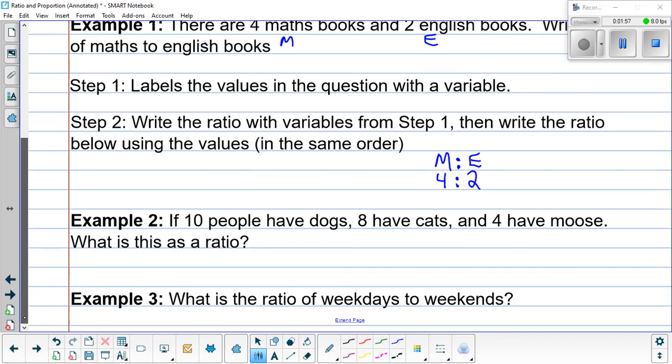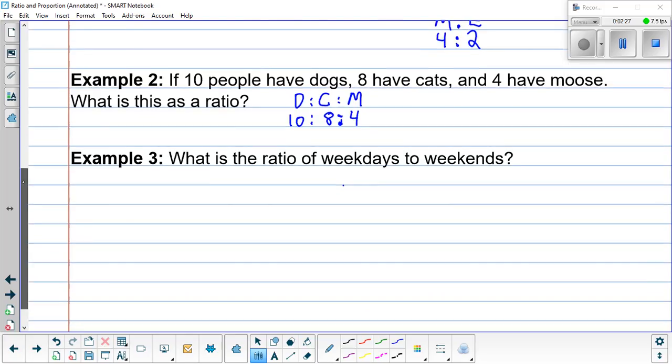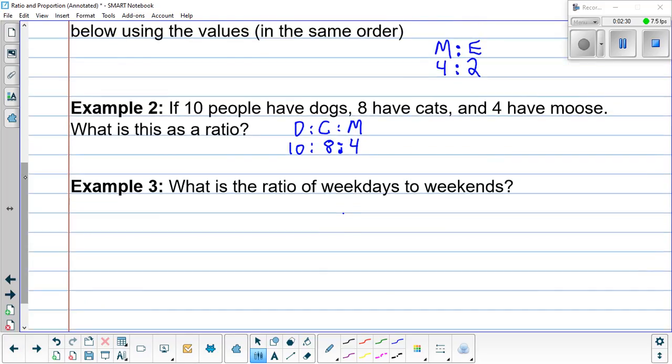So, example 2, if 10 people have dogs, 8 have cats, and 4 have moose, what is this ratio? So we have dogs to cats to moose. So what's this ratio? Well, there's 10 to 8 to 4. Some of you may notice that the last values we could have made easier, just like we would with fractions, and we will get to that. If you're jumping ahead and doing that, that's amazing.